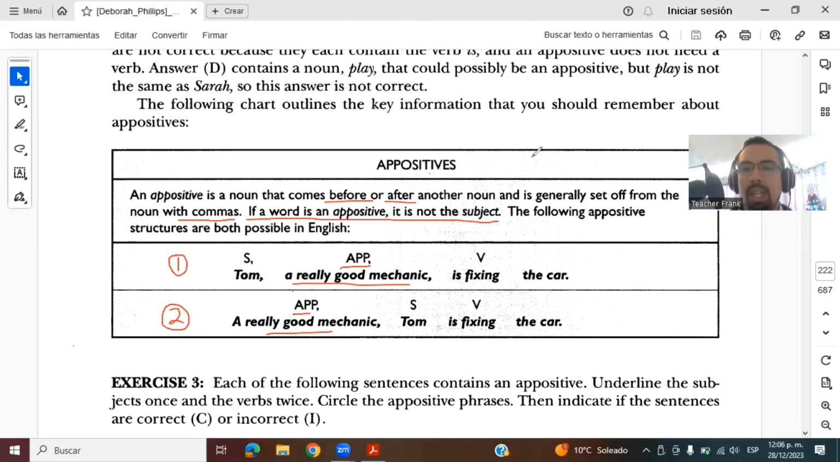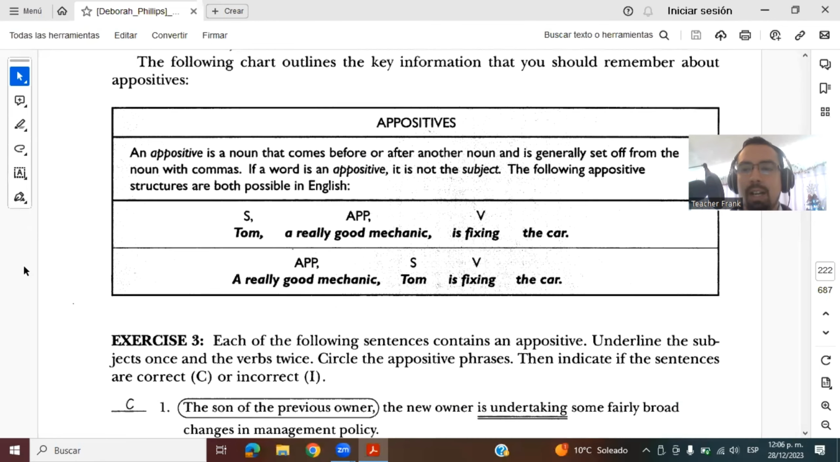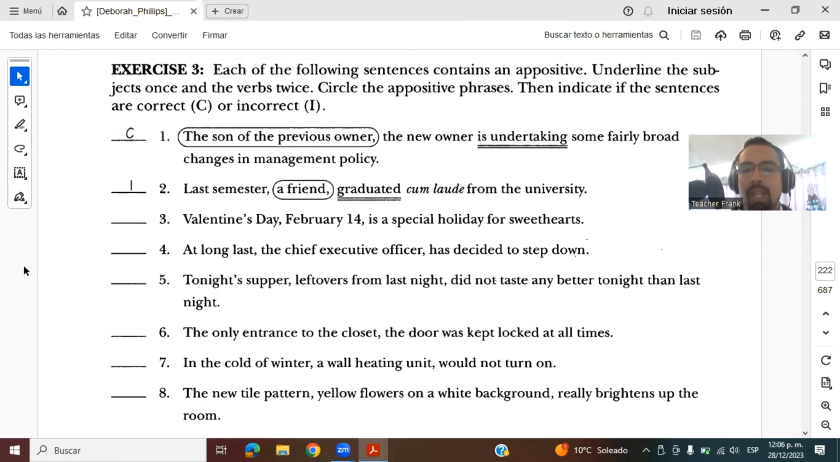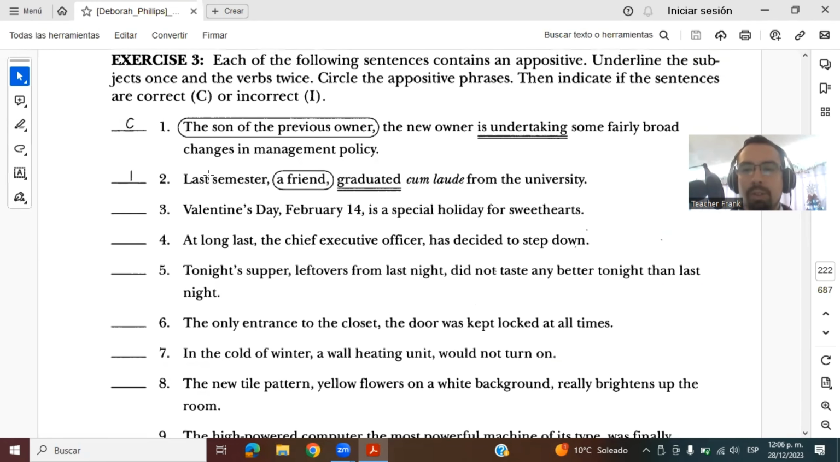Next, we're going to do the exercise. I'm going to leave the exercise on the screen for a moment so you can pause the video and do it, then we will check it. So in this case, you're going to detect the appositives because all of these sentences contain appositives. Underline the subjects once, as usual, and the verbs twice. Circle the appositive phrase, right? Then indicate if the sentence is correct or incorrect.